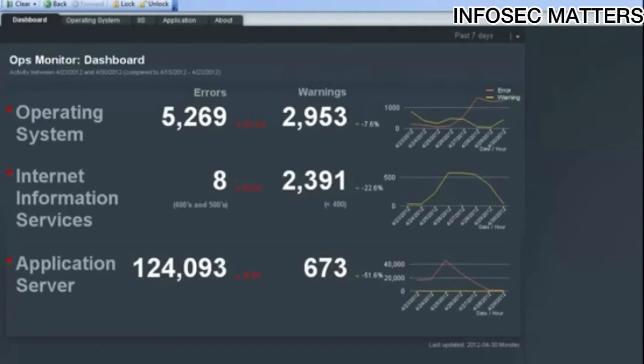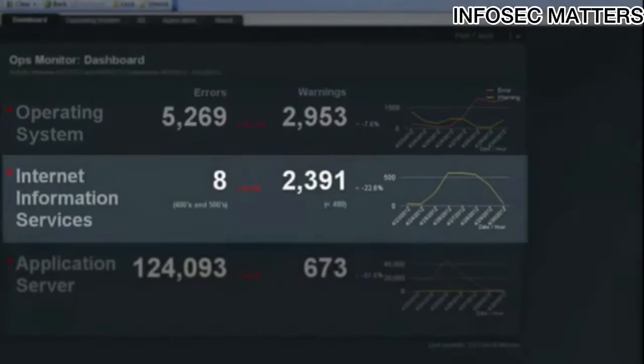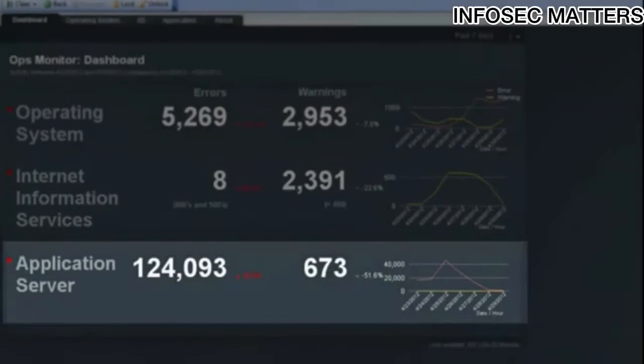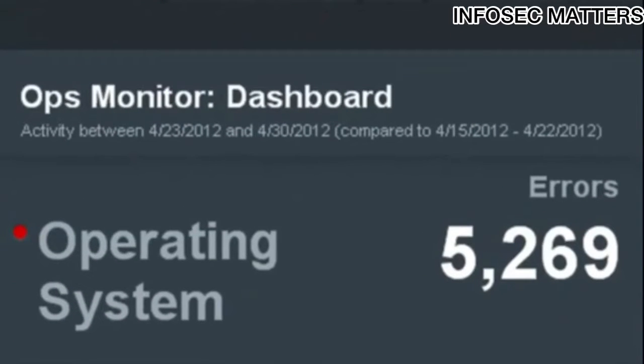I open the log analysis application periodically to see if there is an increase in errors on the servers. Today when I opened the application, I had a few indicators that attracted my attention. On the dashboard, we have our log file data grouped in three areas: operating system, Internet Information Services, and application server. All three areas are showing me red to indicate the number of errors in the past week is higher than the errors we had the previous week.